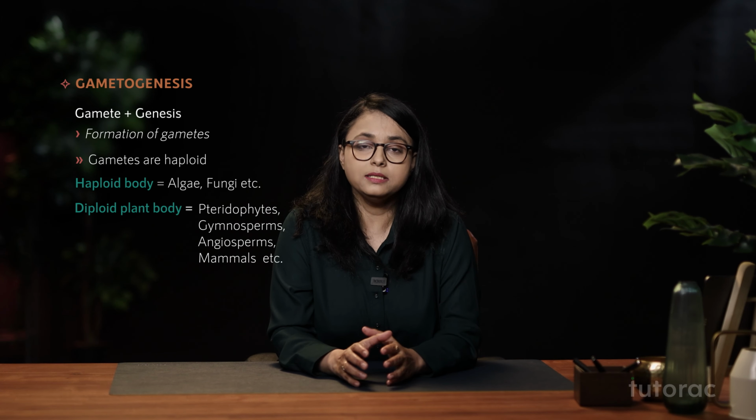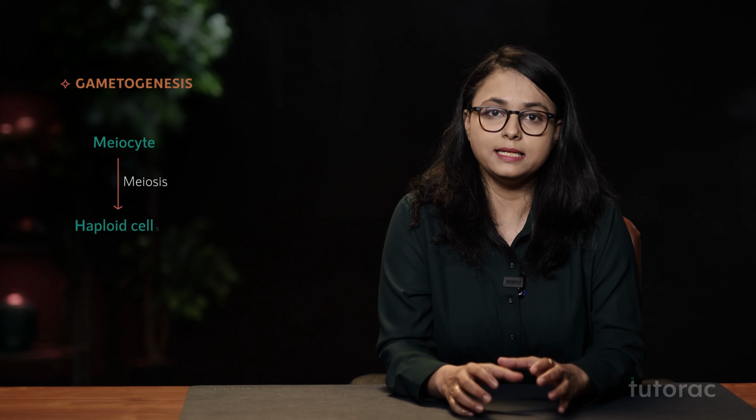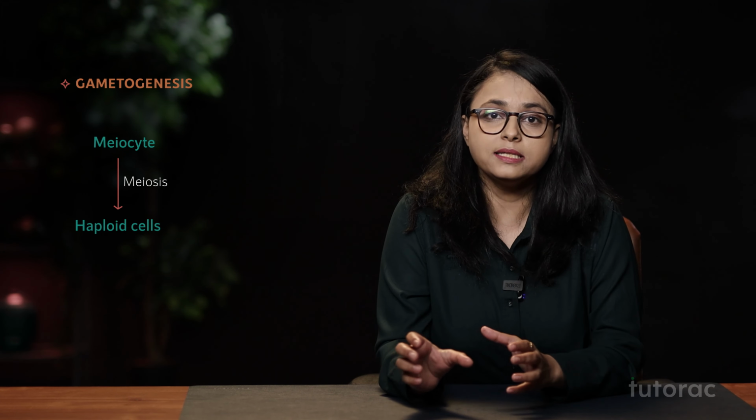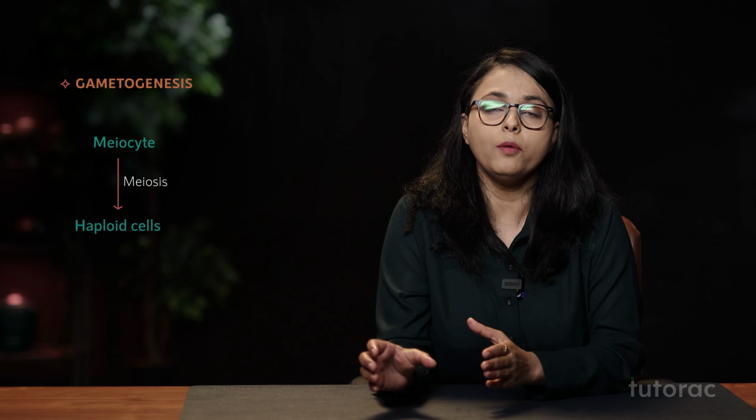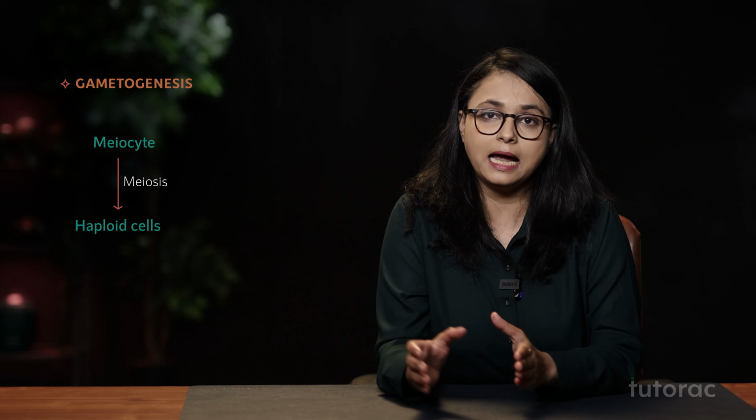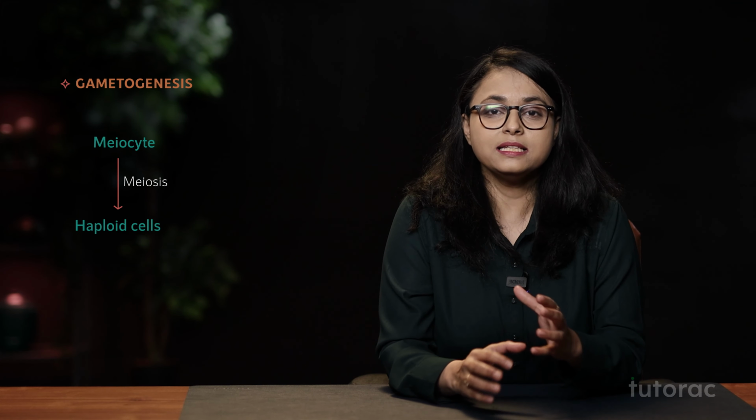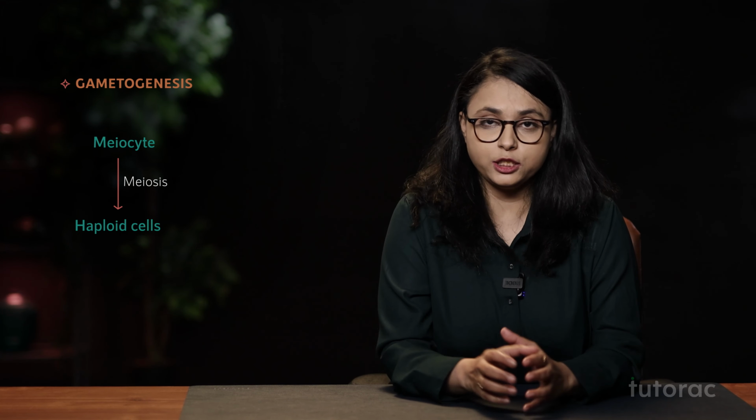In plants, the diploid plant body consists of specialized cells called meiocytes, which undergo meiosis to form haploid cells. Similarly, in humans, the diploid cells undergo meiosis to form the gametes, which are sex cells, that is male gamete and female gamete. So this is how gametogenesis takes place.